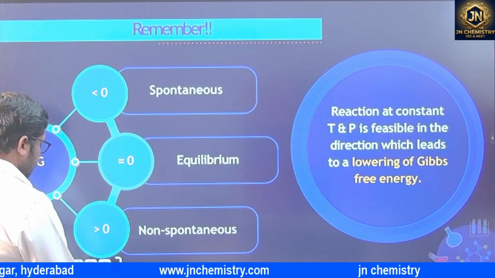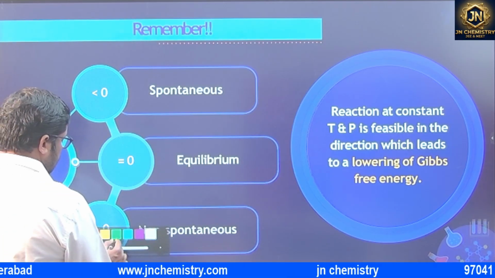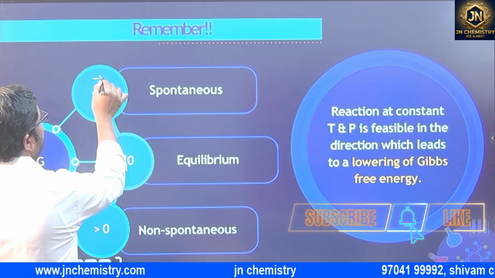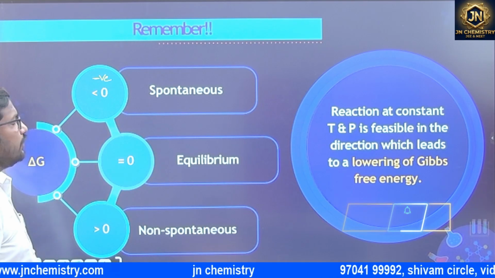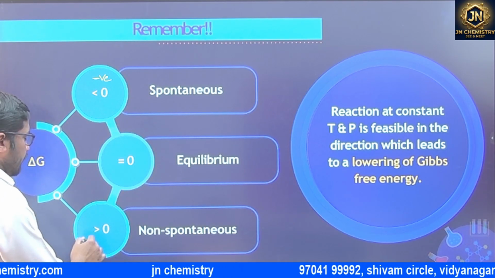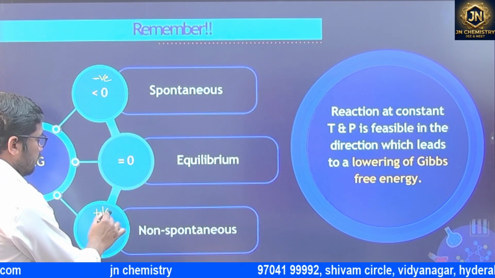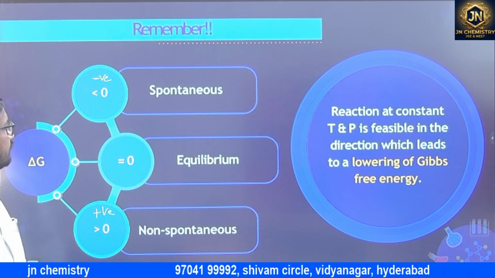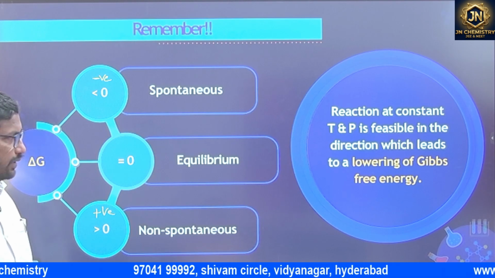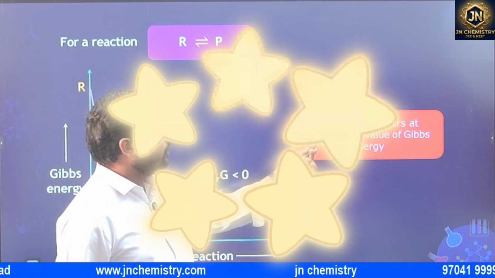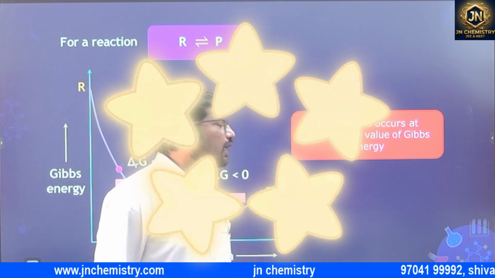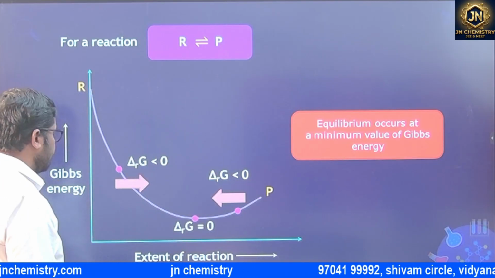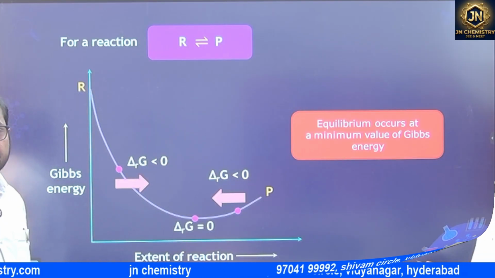So write it here. ΔG is negative, reactions are spontaneous; 0, equilibrium; ΔG positive, reactions are non-spontaneous. Okay, write it down. Important point: equilibrium occurs at a minimum value of Gibbs energy. So in this case, the minimum point, Gibbs energy versus extent of reaction.